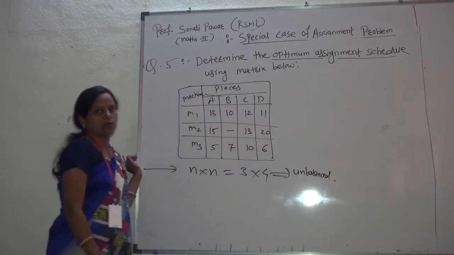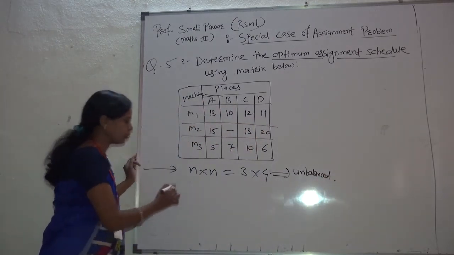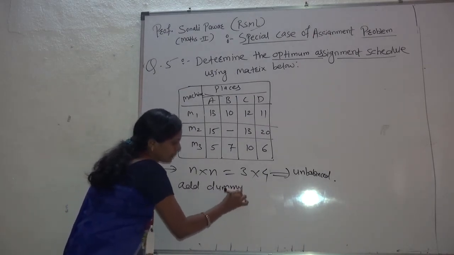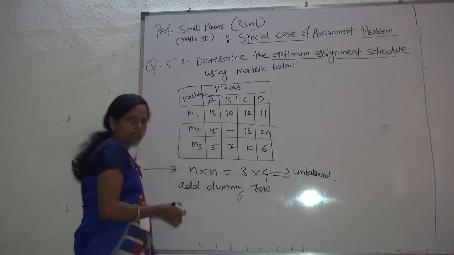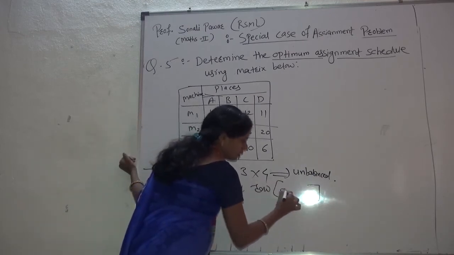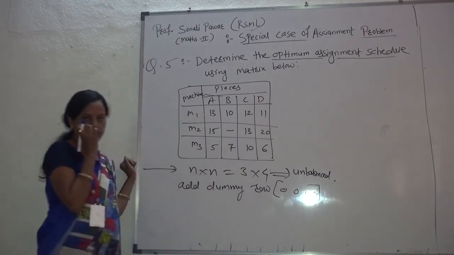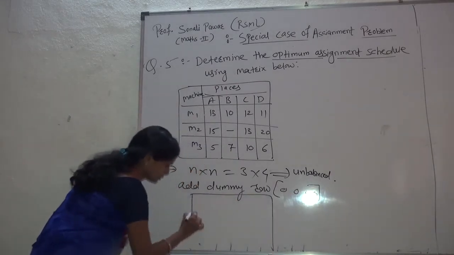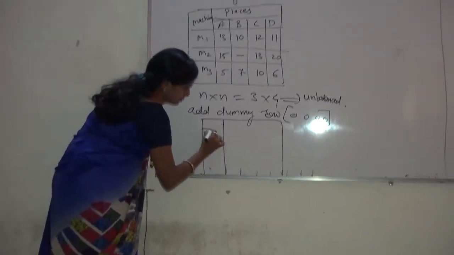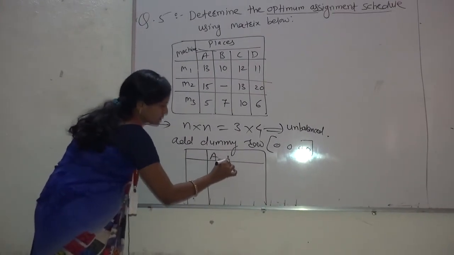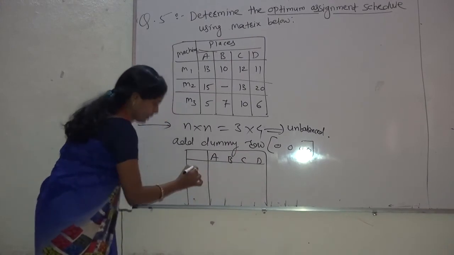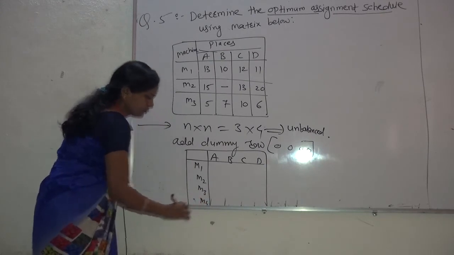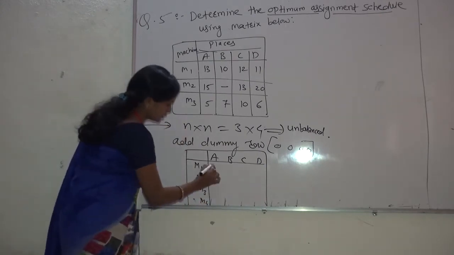So now for balance we have to add what? Dummy row with all entries 0. Okay. So now we get a reduced matrix. So reduced matrix will be like this. This is places A, B, C, D. Machine M1, machine M2, machine M3, machine M4. And the values will become the same.